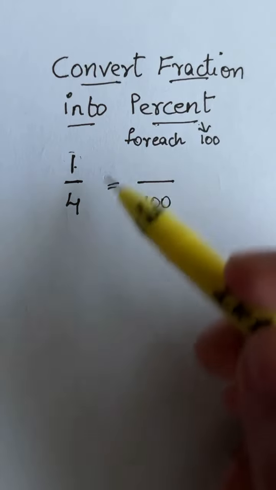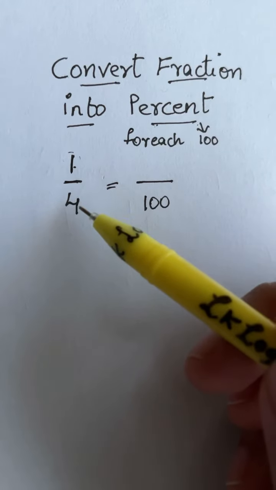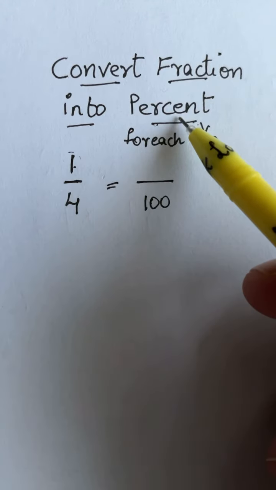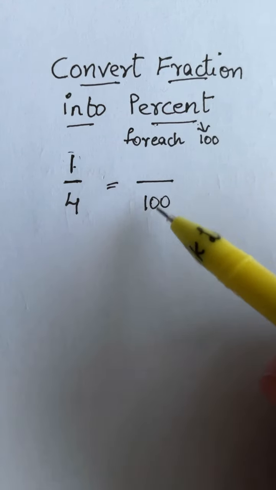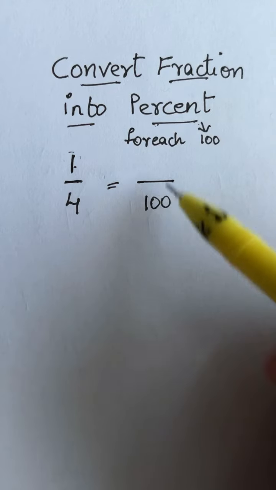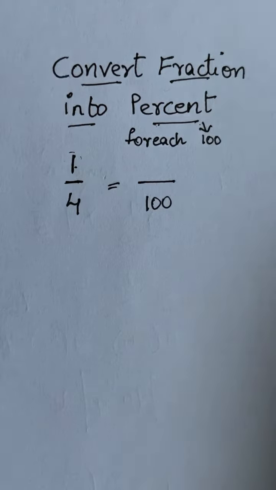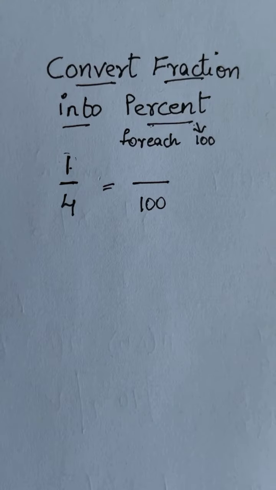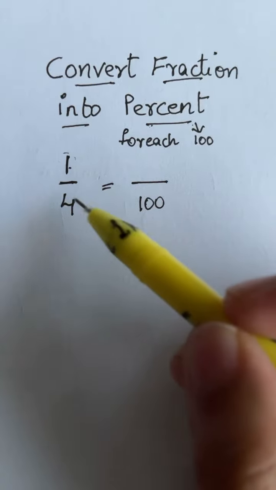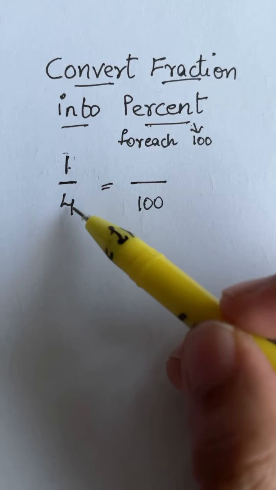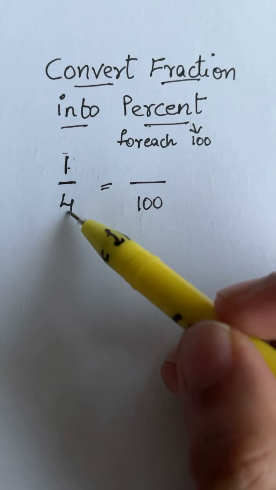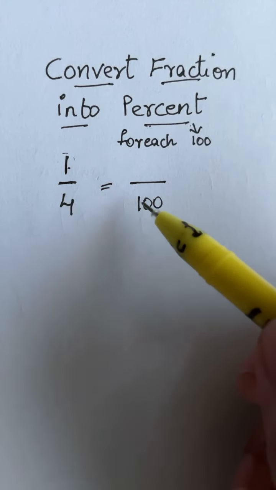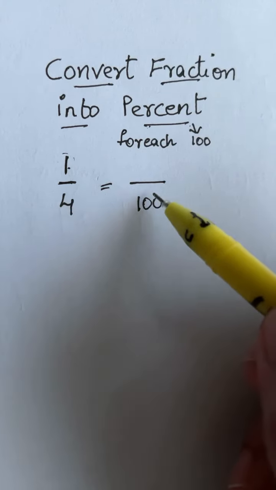Here I have a fraction of 1/4. That's one part out of 4 parts. And percent is for each 100, that's out of 100. So if you understand this, you can do any questions related to fractions or percents. Here, the denominator is 4. So you're going to convert this 4 to 100.